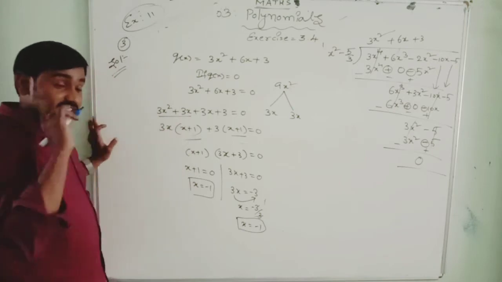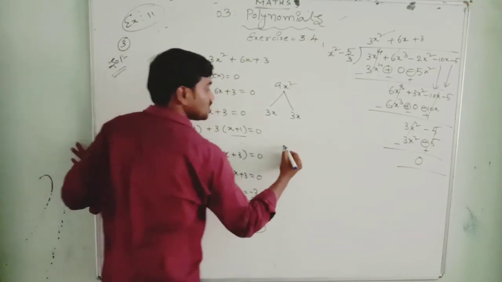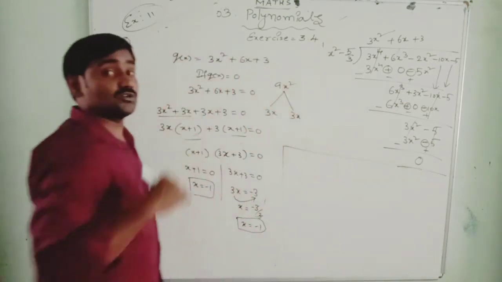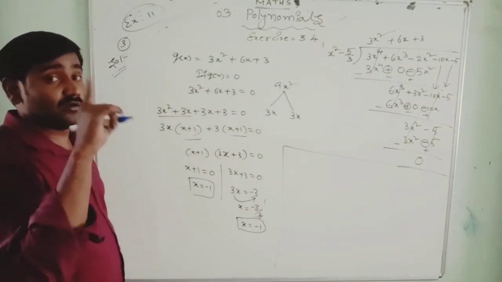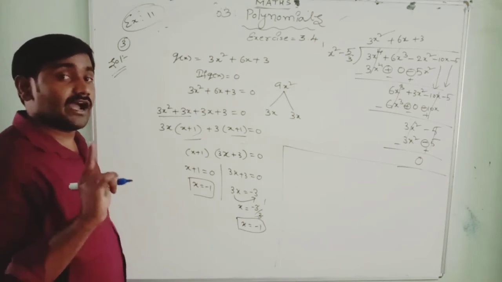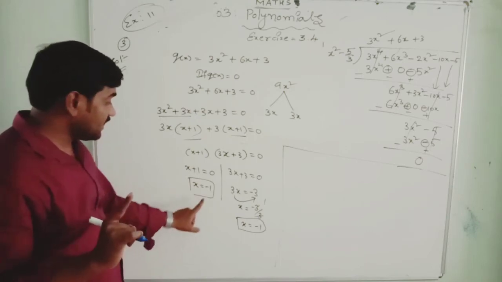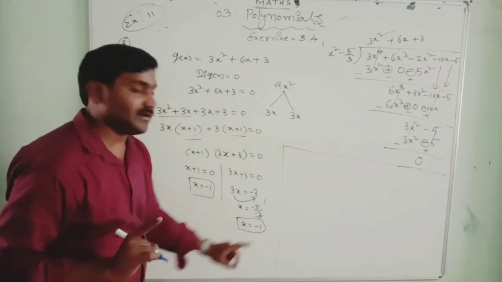So understand children, already 2 zeros are given actually. The 2 zeros given are under root of 5 by 3 and minus under root of 5 by 3. And next 2 zeros are minus 1 and minus 1.